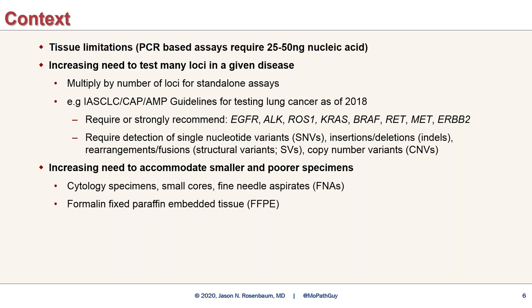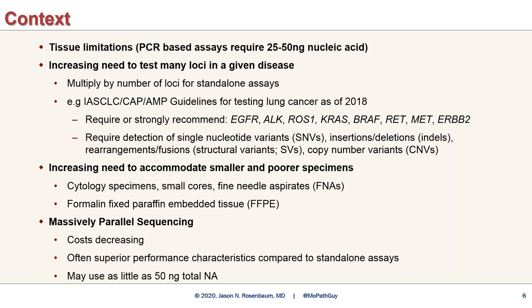At the same time as this increasing need to test more genes and more loci, there also grew a need to accommodate ever smaller and ever poorer specimens. If you're familiar with anatomic pathology, then you know that over the years, biopsy technology, interventional radiology, FNAs, et cetera, have gotten better and more accurate. And we're asked to work from smaller and smaller bits of tissue. Smaller bits of tissue also provide smaller amounts of DNA, which becomes problematic if you're operating in standalone single assays.